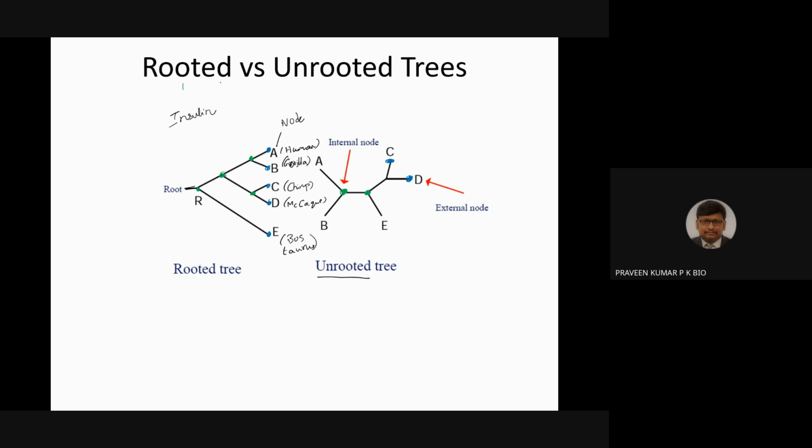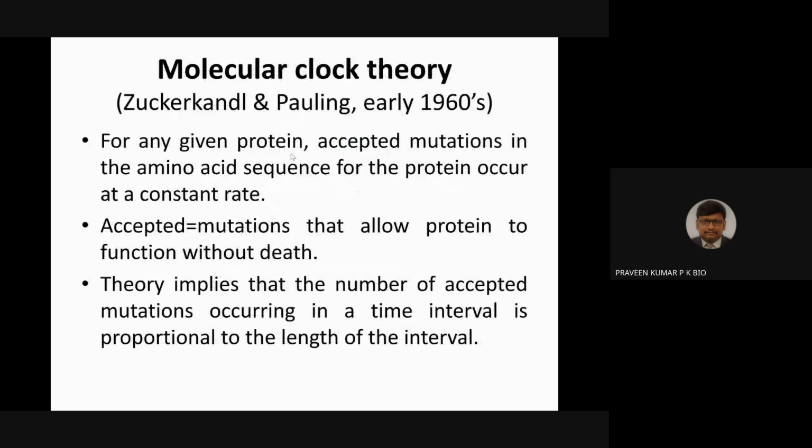One is the rooted tree, the other is the unrooted tree, and these are the parts. Okay, so nodes. You have the types of nodes, like internal nodes and external nodes, in both types of trees. Now let me go to the next slide.